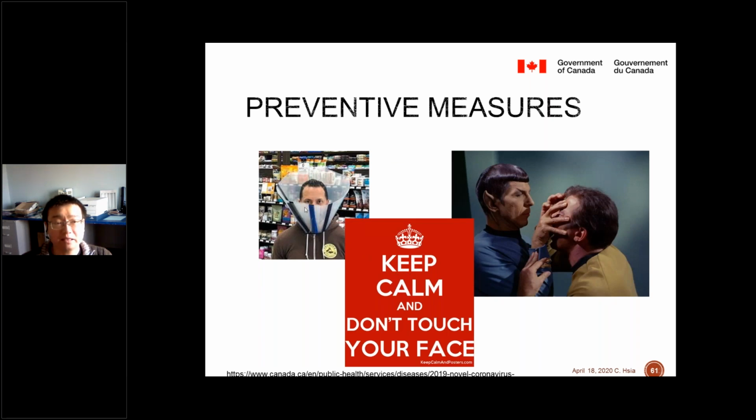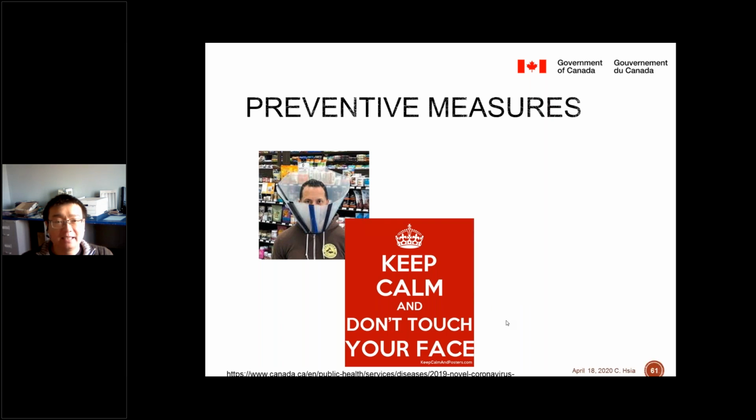So you can do various things like keep a cone over your head and face. Of course, people have joked that you should not touch your own face, but maybe you can touch someone else's face. Try not to touch anyone's face.